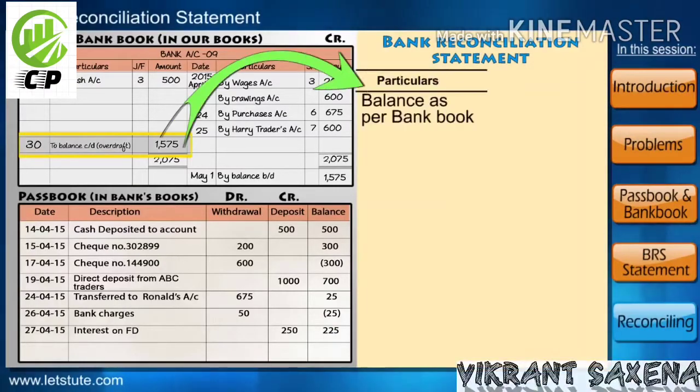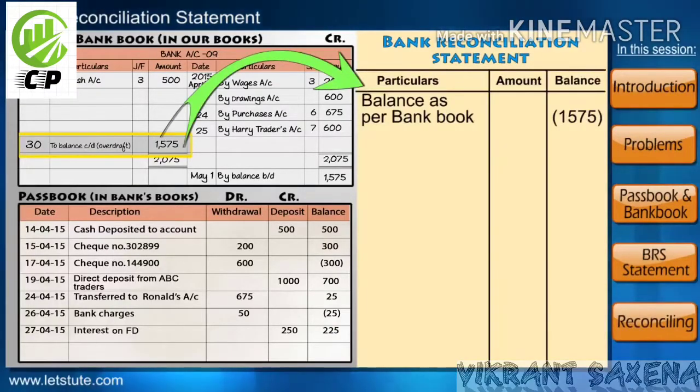We will write down the balance we have as per our bank book. That is a negative 1575.